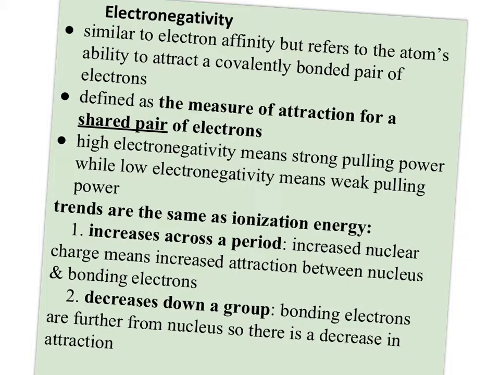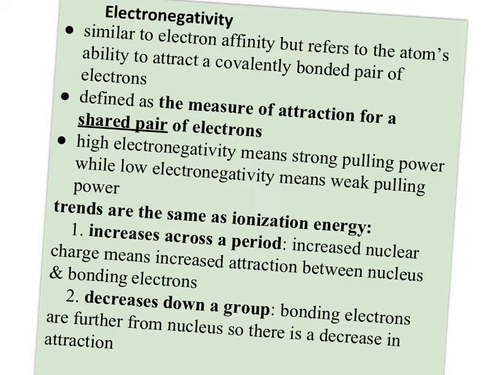So electronegativity is the one we tend to focus more on. It's similar to electron affinity, but this refers to the atom's ability to actually attract the covalently bonded pair of electrons. And this is where the whole idea of polarity comes in. So electronegativity is defined as the measure of attraction for a shared pair of electrons. So it has to be a pair of electrons in a covalent bond. Higher electronegativity is going to mean stronger pulling power, while lower electronegativity is going to mean weaker pulling power.